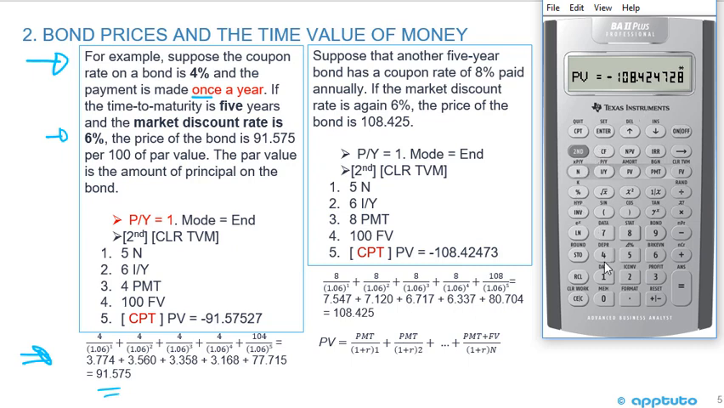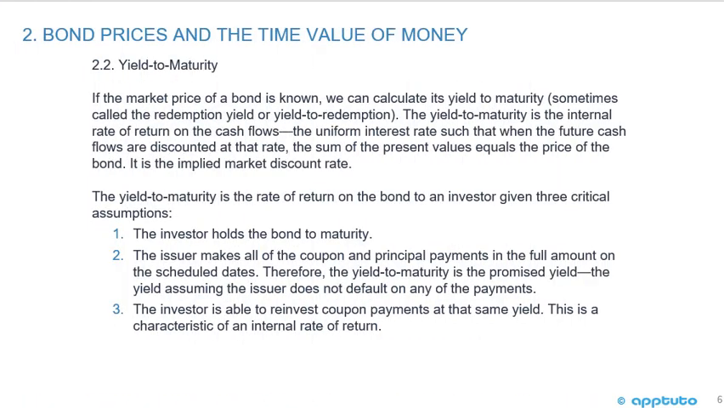Okay, so by now at this stage, calculating the price of a bond should be fairly easy. Calculating the yield to maturity of a bond, when we know the price and we're solving for IY, should also be fairly easy. Okay, bond prices and the time value of money. So now we're looking at the yield to maturity. If the market price of a bond is known, we can calculate its yield to maturity, sometimes called the redemption yield or yield to redemption.